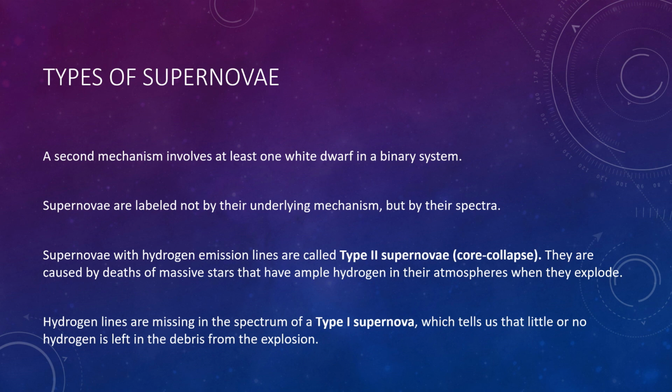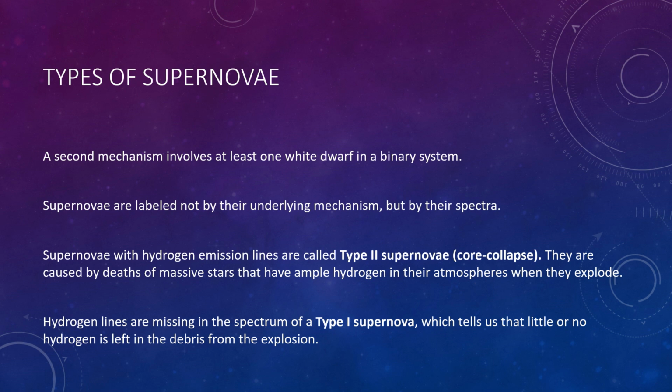So I did mention that there were other types of supernovae, so we'll get into that a bit here in the next couple slides. There are two main mechanisms for a supernova explosion. We have already discussed one mechanism, the core collapse supernova. A second mechanism involves at least one white dwarf star in a binary star system. That means where two stars are orbiting one another.